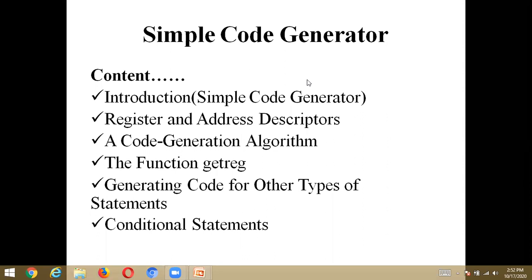And next is knowing about the function get register and what the algorithm of the function get register is, and then generating the code for other types of statements, and finally knowing about the conditional statements. That means knowing about how to write the machine code for the conditional statements.